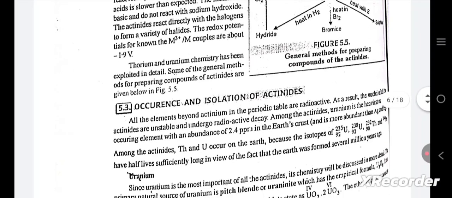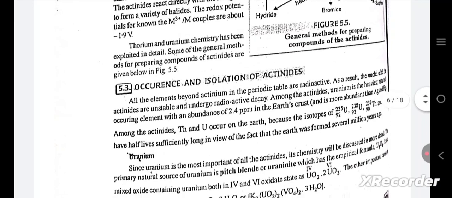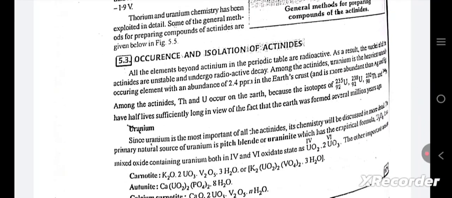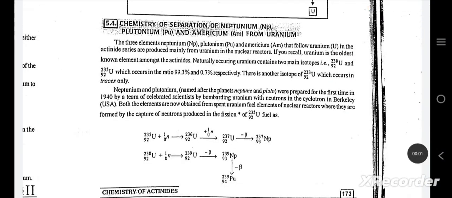The actinides react directly with the halogens to form a variety of halides. The redox potentials for the known M3+/M couples are about. Thorium and uranium chemistry has been explored in detail. Some of the general methods for preparing compounds for chemistry of separation of neptunium, plutonium, and americium and uranium.